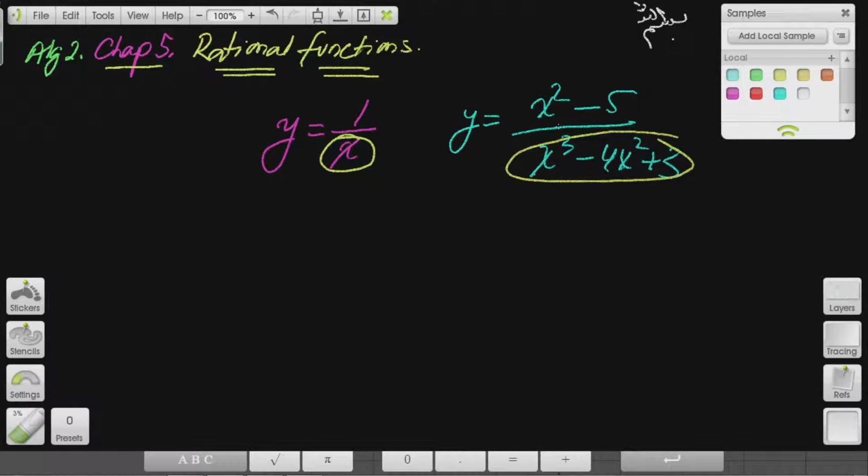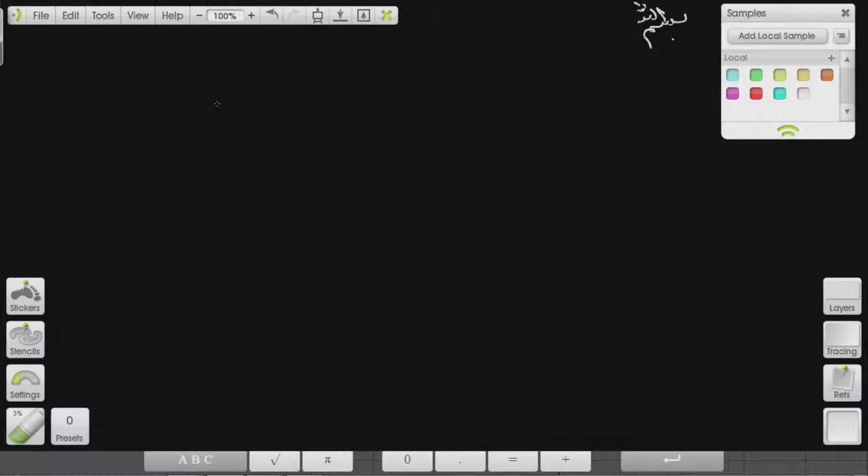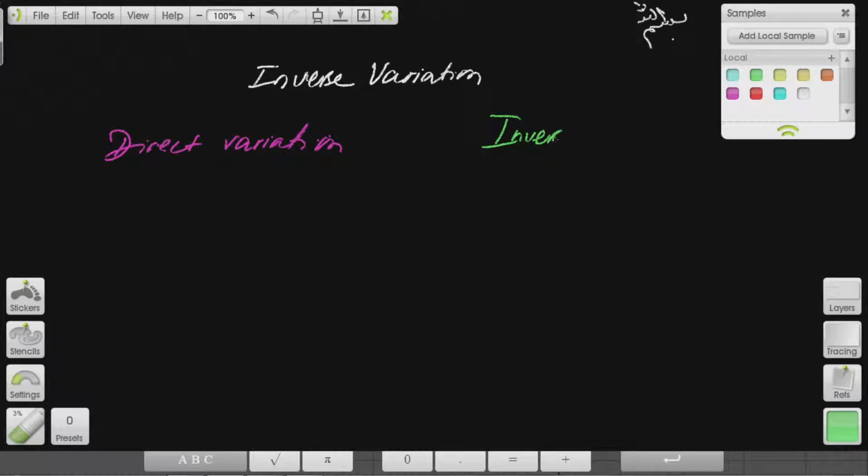But today the chapter begins with inverse variation, the concept of inverse variation, which is the heart of these functions. In Algebra 1, we had studied direct variation. And today we shall elaborate on this and talk about inverse variation.